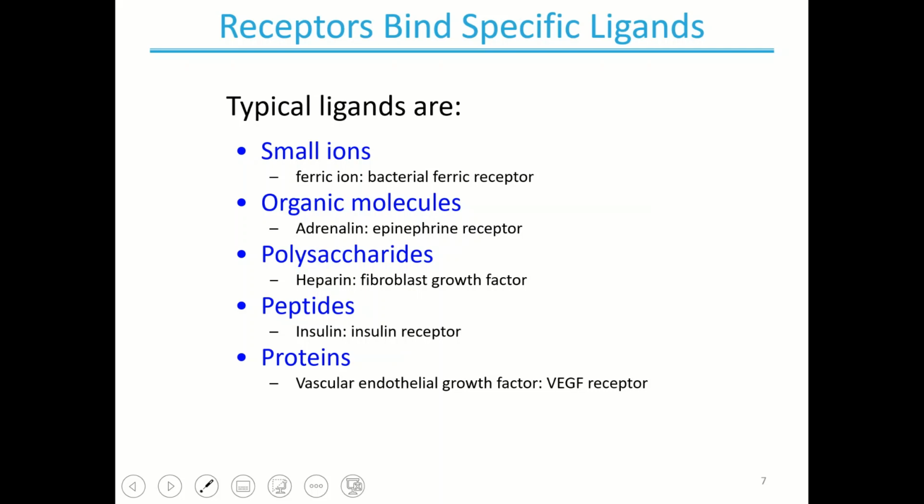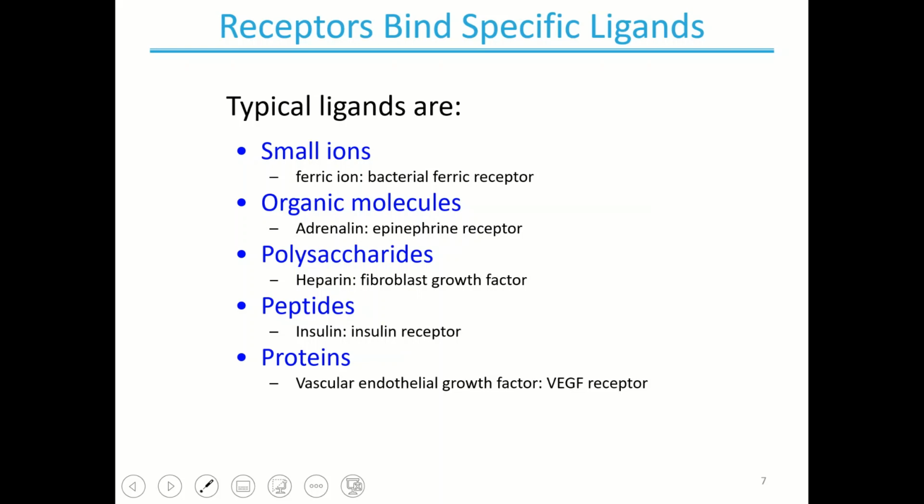Some typical ligands for receptors are things like small ions. An example would be in bacteria, there's an iron receptor. Organic molecules, you see a lot in humans, and we'll be talking about adrenaline or epinephrine in the beta-adrenergic receptor shortly. It would be an example of an organic molecule as a signaling molecule or ligand for a receptor.